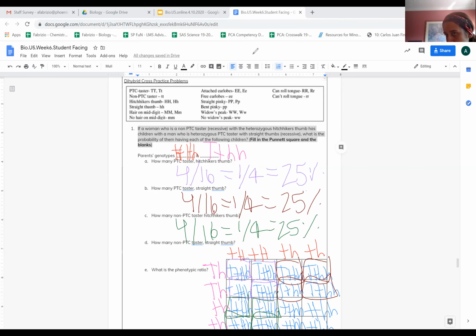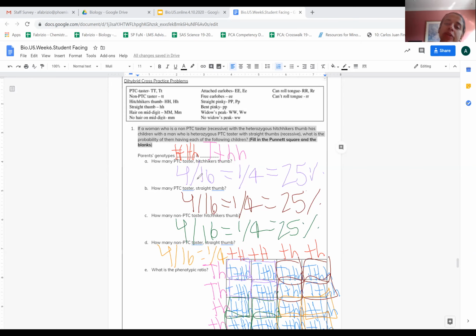And then we have our final question, which we're going to do in orange, I guess. It's asking us how many non-PTC tasters and straight thumbs. So that's just asking us for how many of our completely recessive traits do we have. And again, that's 4 out of the 16, which is 1/4 or 25% as well.